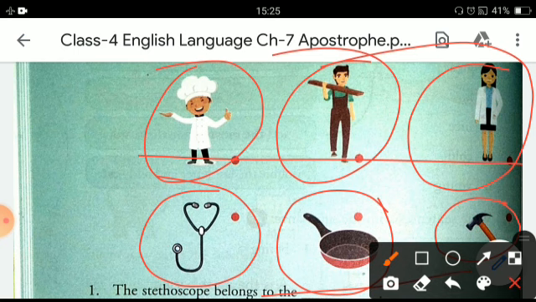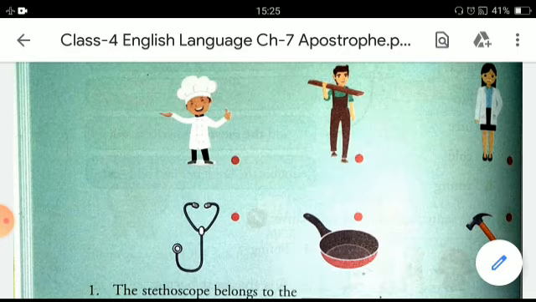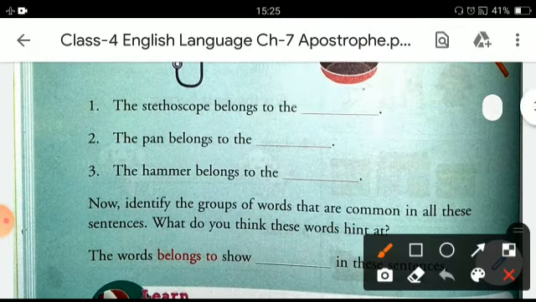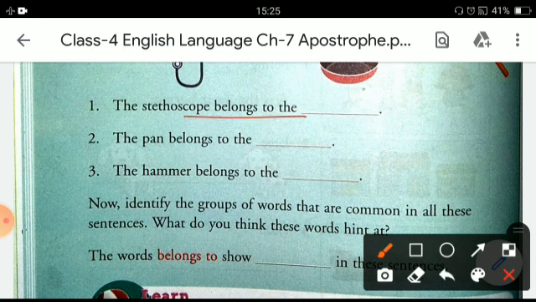First one, the pan belongs to the chef. Second one, carpenter. The hammer belongs to the carpenter, and the stethoscope belongs to the nurse. Now fill in the blanks. The stethoscope belongs to the doctor or a nurse. The pan belongs to the cook or a chef. The hammer belongs to the carpenter.